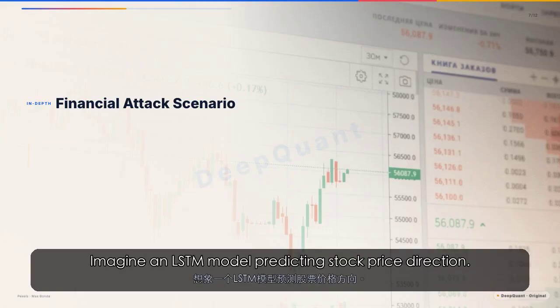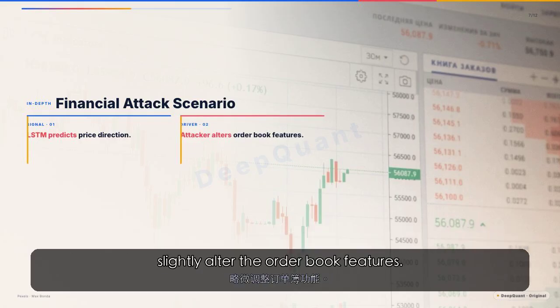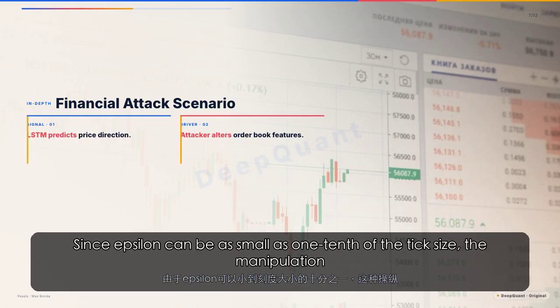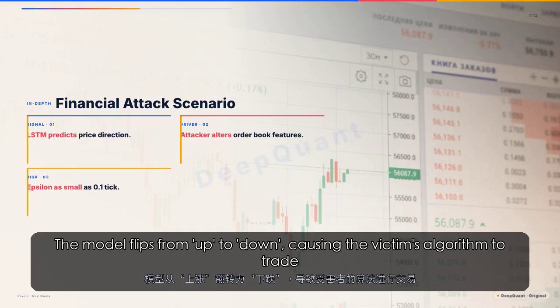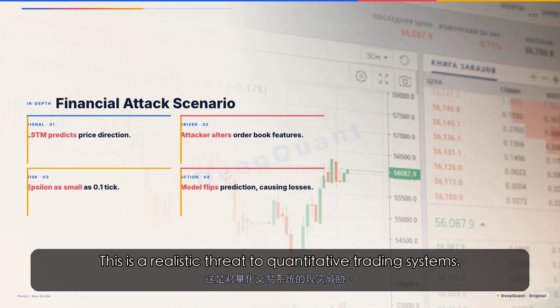Imagine an LSTM model predicting stock price direction. An attacker can craft adversarial examples by submitting a few orders that slightly alter the order book features. Since epsilon can be as small as 1/10 of the tick size, the manipulation is imperceptible. The model flips from up to down, causing the victim's algorithm to trade incorrectly. This is a realistic threat to quantitative trading systems.